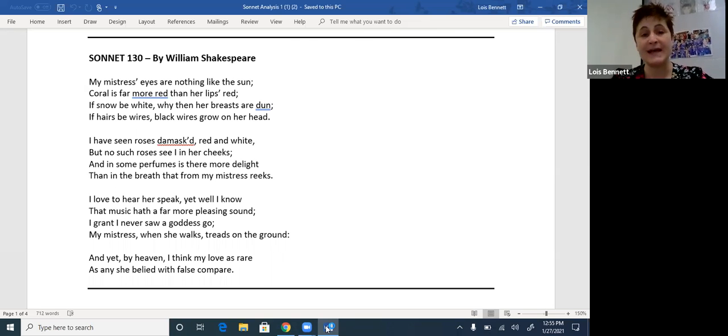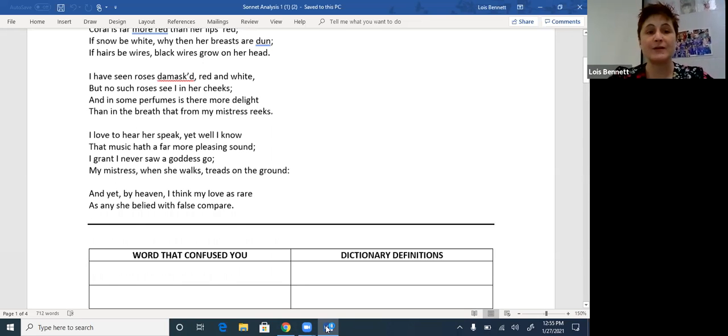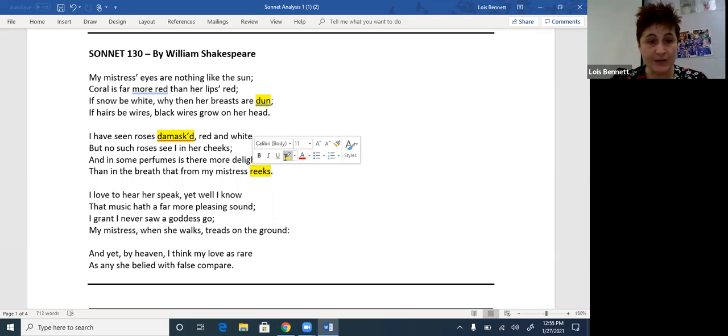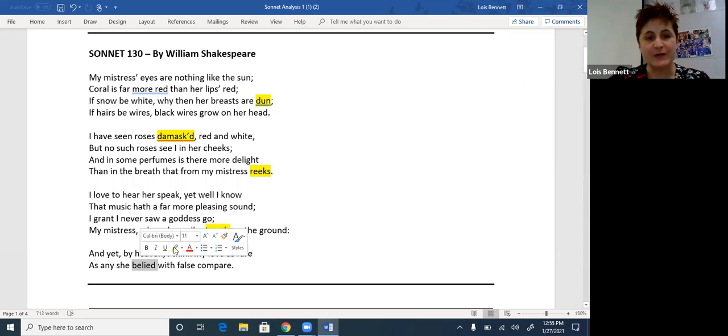So step one, as it shows you on here, is to find the words that you don't know the meanings of and look them up. Depending on what you recognize or not, a lot of people wanted to look up the word dun and the word damasked. And you might not know the meaning of the word reeks, or several people looked up the word treads. And belied, you're probably going to want to look up as well. That's step one, is to look those up.